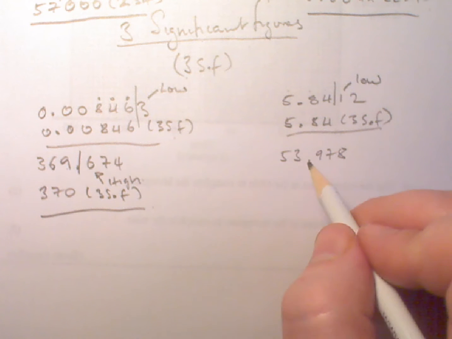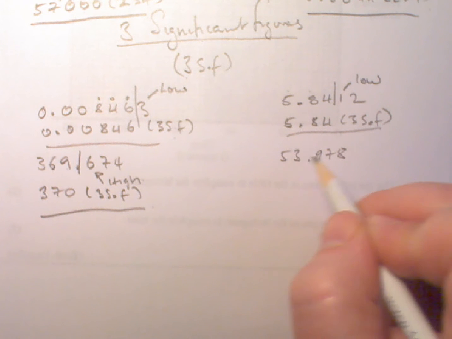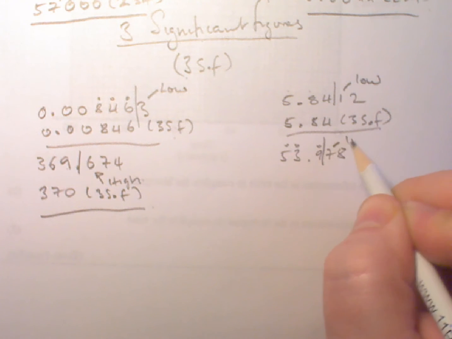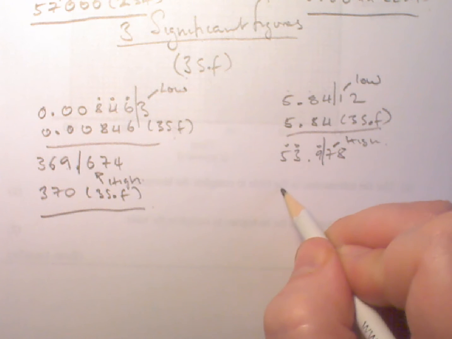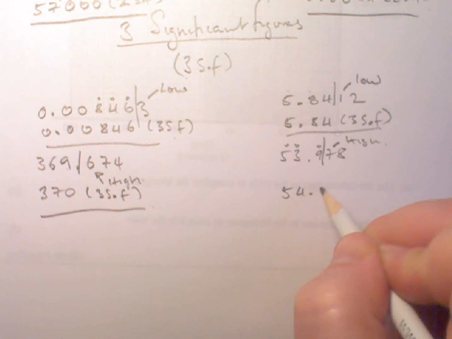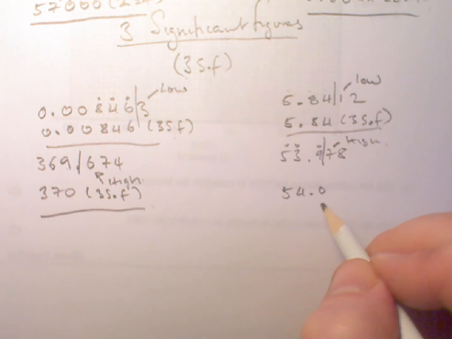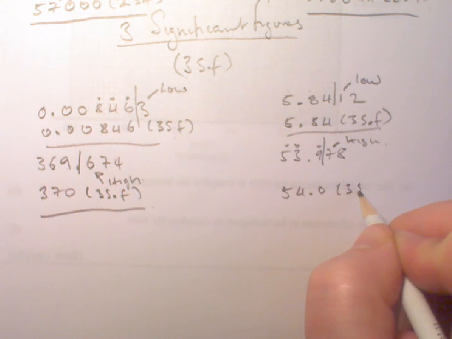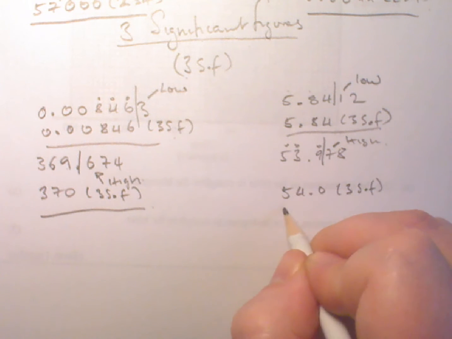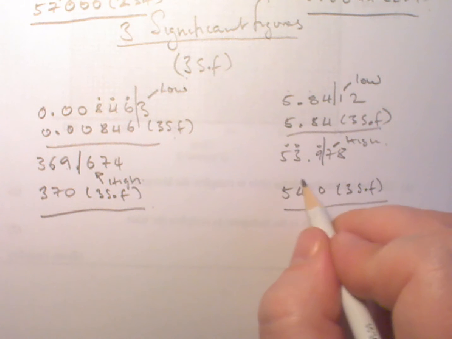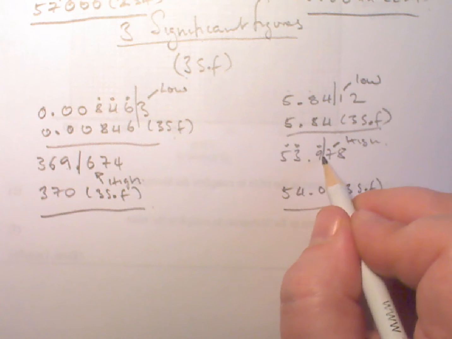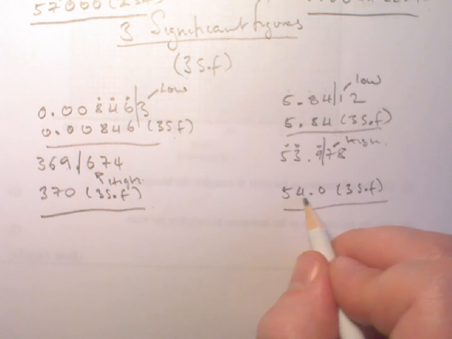And if I do this one, I get 1, 2, 3 significant figures, make a cut, again, that's a high one. So I'm going to get 54.0. Don't leave it as 54. We need to show that we've rounded it to three significant figures by showing that there was a number there, which we've rounded up. So 53.9, the 3.9 goes up to 4.0.